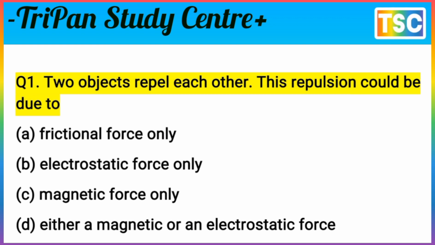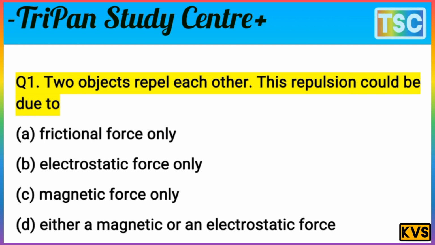A, frictional force only; B, electrostatic force only; C, magnetic force only; D, either magnetic or electrostatic force. This is a very important question. But first of all, choose the right answer from the four options and write it in your notebook. Let's see what the answer is.